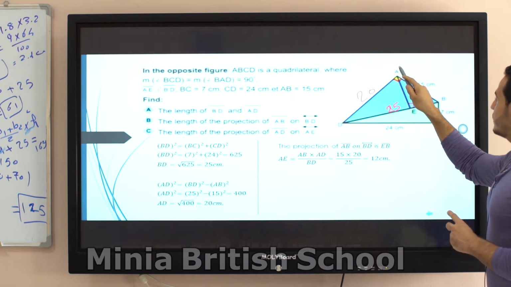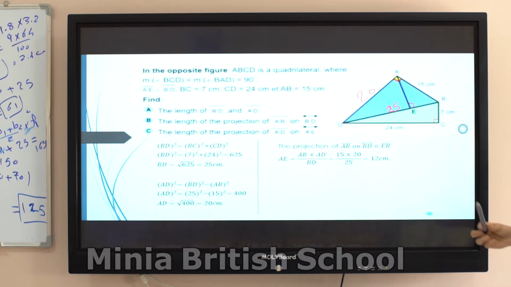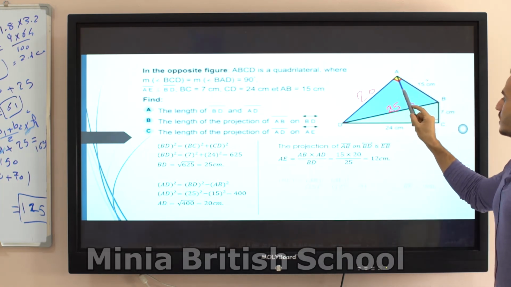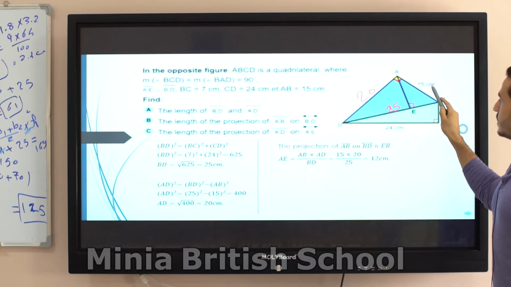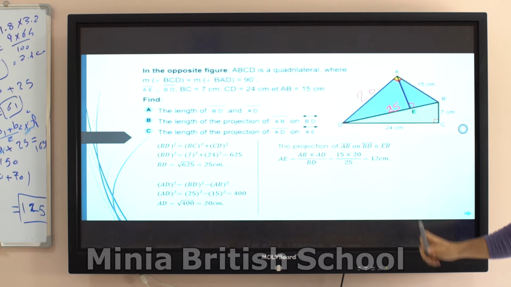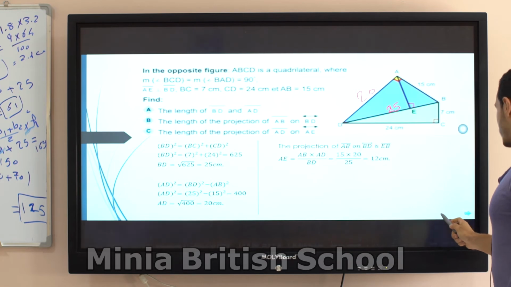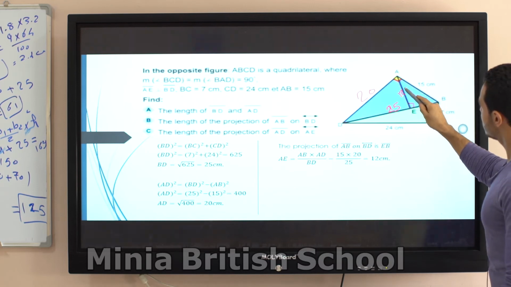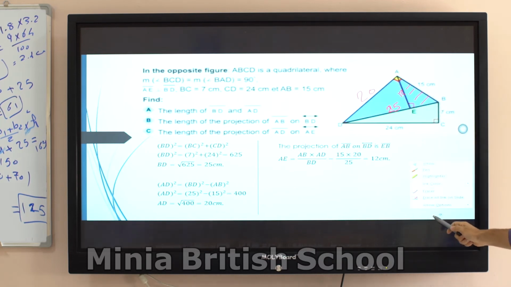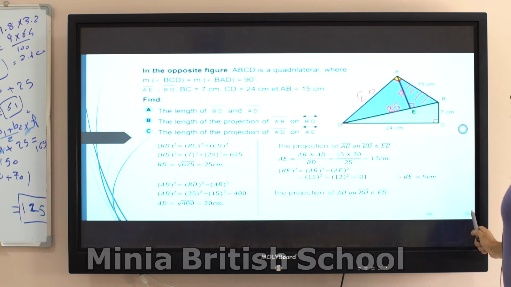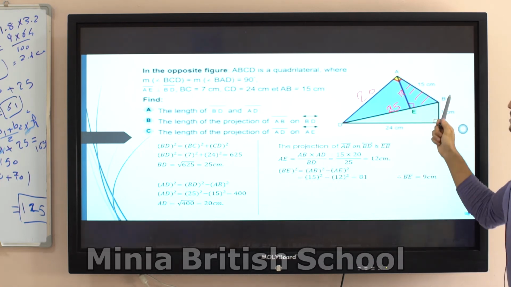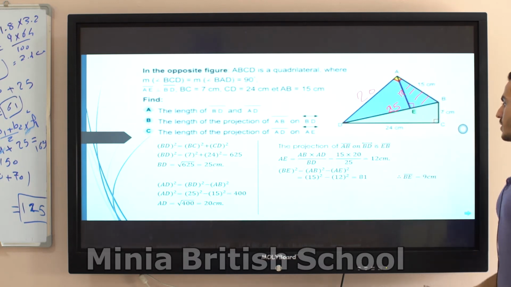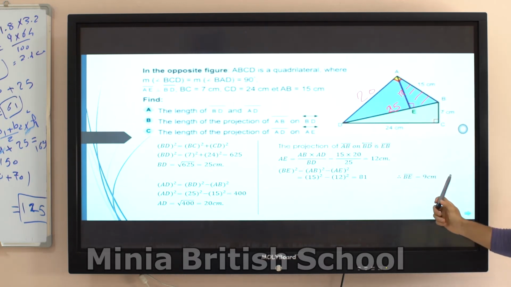First, I will find the length of AE. The length of AE equals 15 times 20 divided by 25. So AE equals 12 centimeter. Now, using Pythagoras theorem in this triangle, you will deduce that BE equals the square root of 15 square minus 12 square, which is 81. The square root of 81 equals 9. This is the first way.